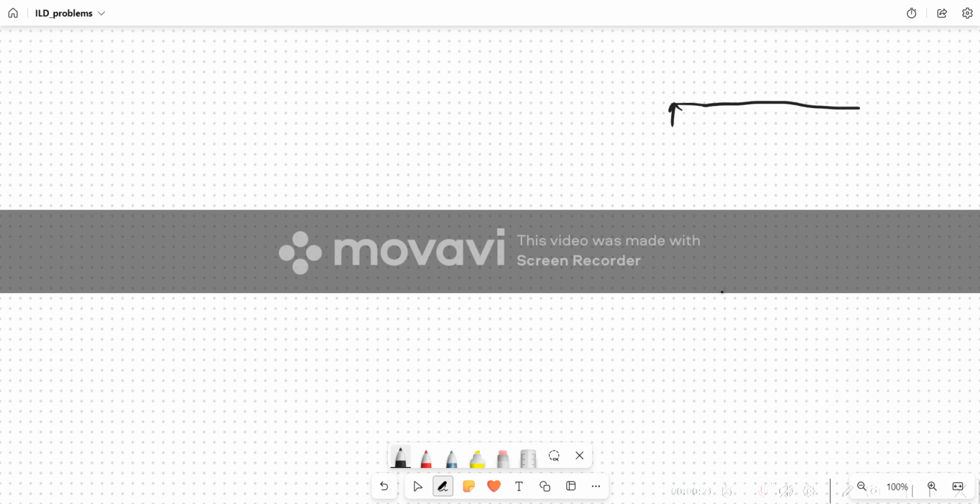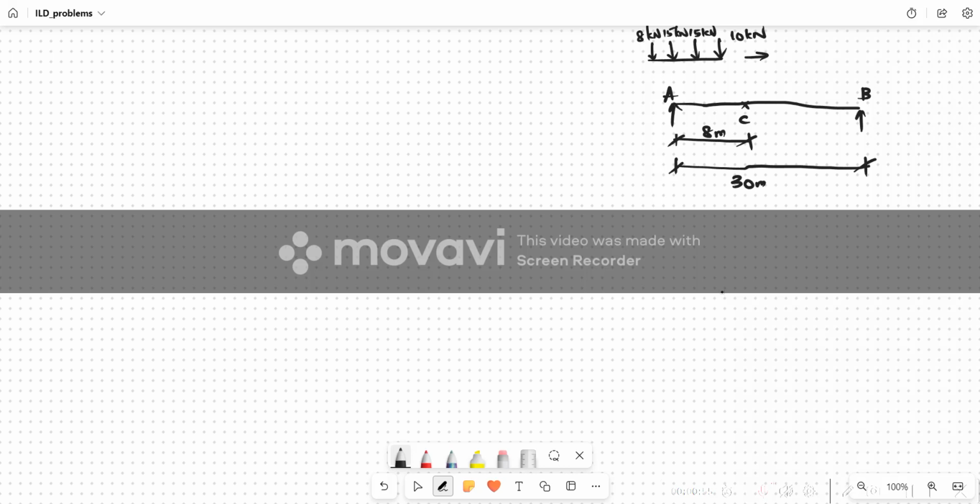You have a simply supported beam, and this is section C. Let this be A and B, and we have the section at 8 meters. It's a 30-meter span beam. You have 4 point loads, each spaced at 2 meters, with the 10 kilonewton load leading. So 10, then 15, another 15, and then 8 kilonewton. It is moving from left to right.